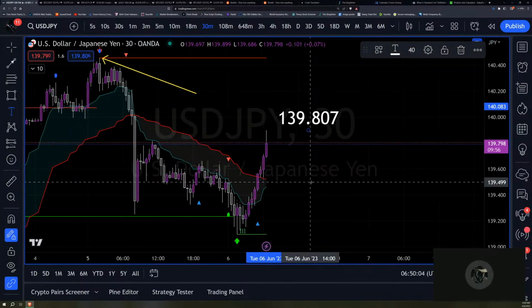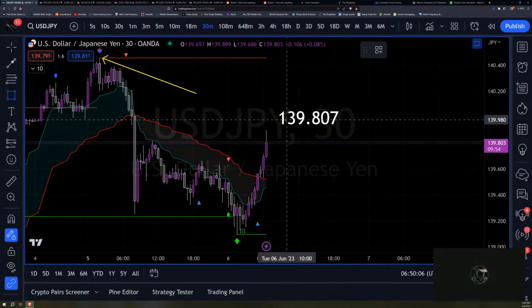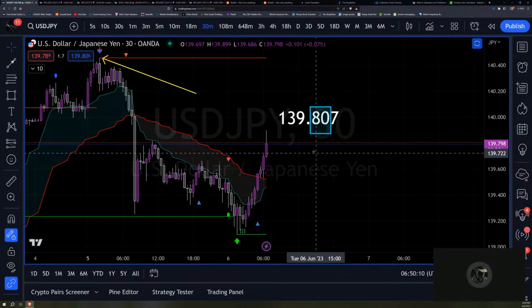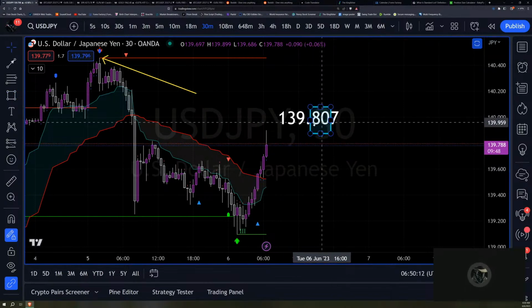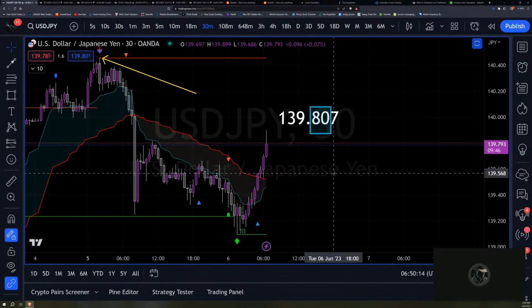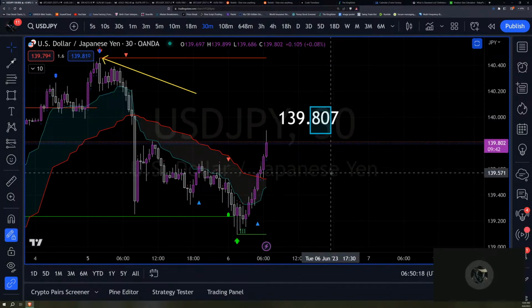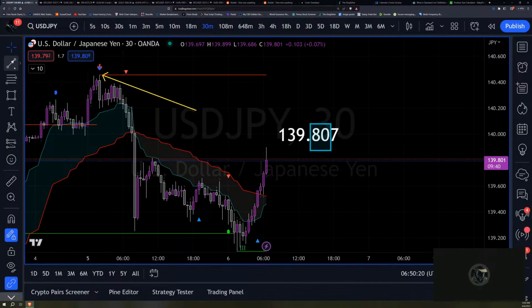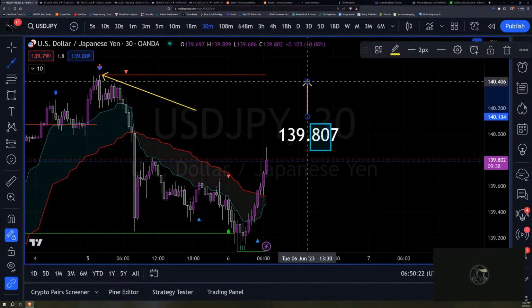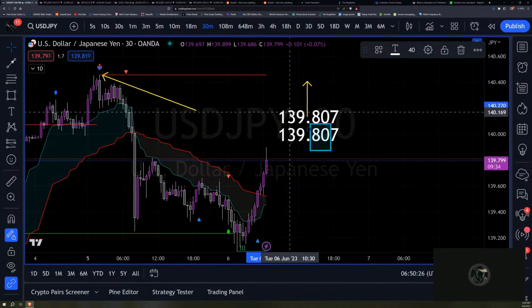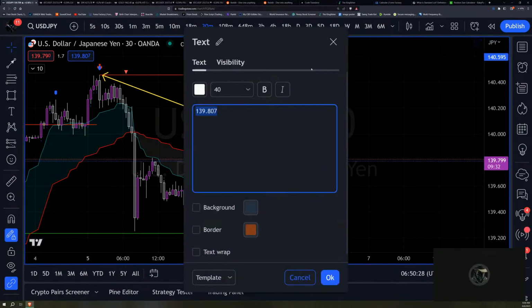All right, so your pip is actually different on this pair. It's not 4 decimal places. It's actually 1 and 2 decimal places, so the single pip is this second decimal place. So if price were to go up to say 1.39827, then price has actually moved up 2 pips in this case.